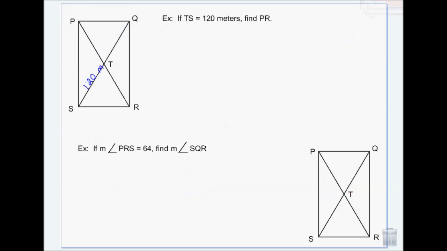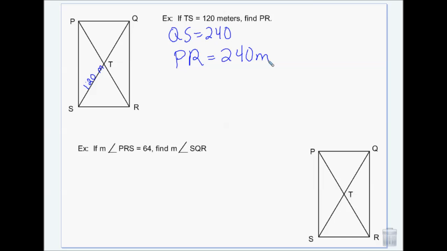So we're using the same rectangle, same park. This is a park, looks like a park, right? It's a very pretty park. Anyway, if TS is 120, I want to know what PR is. Okay, well, QS is going to be 240. And PR is the same as QS, so that means PR will also be 240. Okay. Now for the angles.